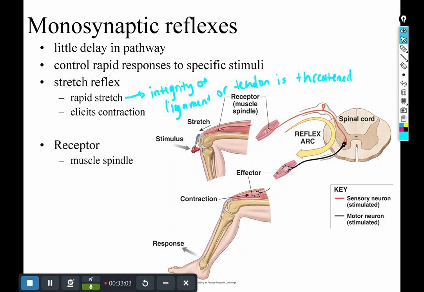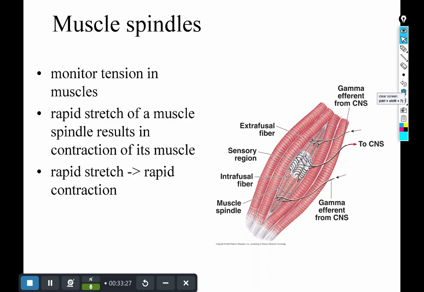In this case, the receptor is the muscle spindle, which is a proprioceptive sensory organ in our skeletal muscles, which basically provides information to the central nervous system about if the muscle is being stretched. So let's have a closer look at muscle spindles. These are going to monitor tension in the muscle and also stretch. So this provides information about, is this muscle currently contracting? How much is it contracting? Is it maximal? Is it minimal? Is it medial? What's the tone like?